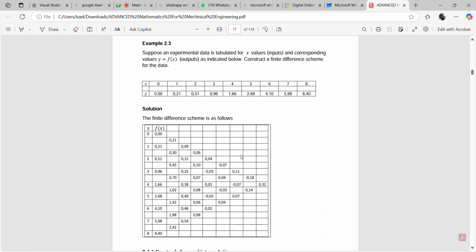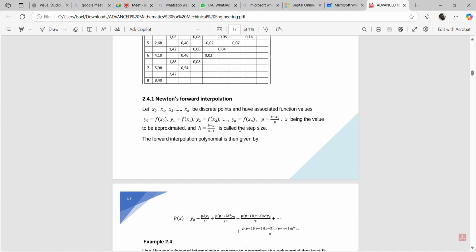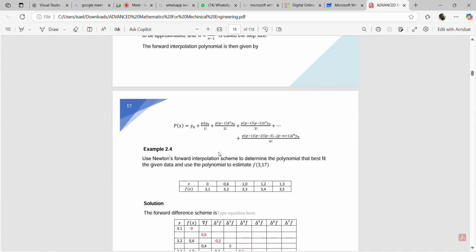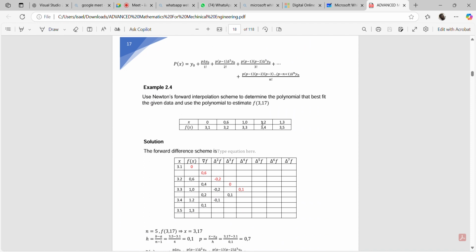Okay, what is important to us? We're going to move here to Newton's forward interpolation. That's what is important to know here. Let the discrete points be given, with y0 equal to f of x0, and so on. What is important here is how to get the step size in this case, and how to get your p, and then how to follow your formula. And this is easy, man.